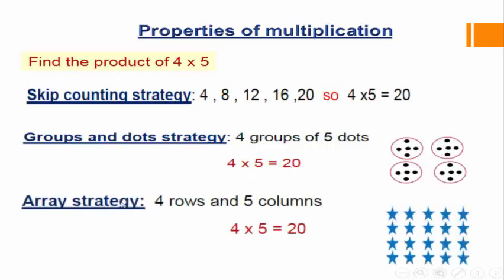Third strategy is called array strategy. We have 4 rows and 5 columns. So 4 times 5 also equals 20. So we have the skip counting strategy, the groups and dots strategy, and the array strategy. These are the strategies of multiplication.